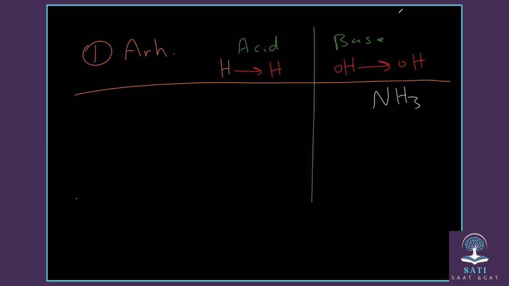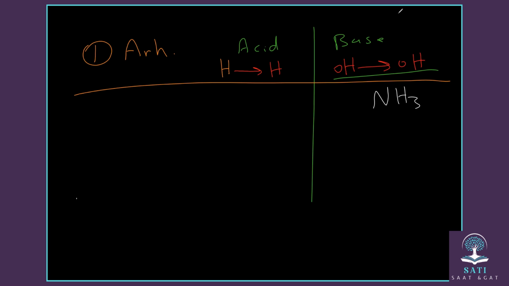But in reality, NH3 is a base. So that means Arrhenius has a weakness: its definition regarding the base is not broad enough to include all the bases. That means we have bases, in reality, that don't have OH, but they are classified as bases. So the Arrhenius definition of a base is not that general, and it doesn't cover all the bases.